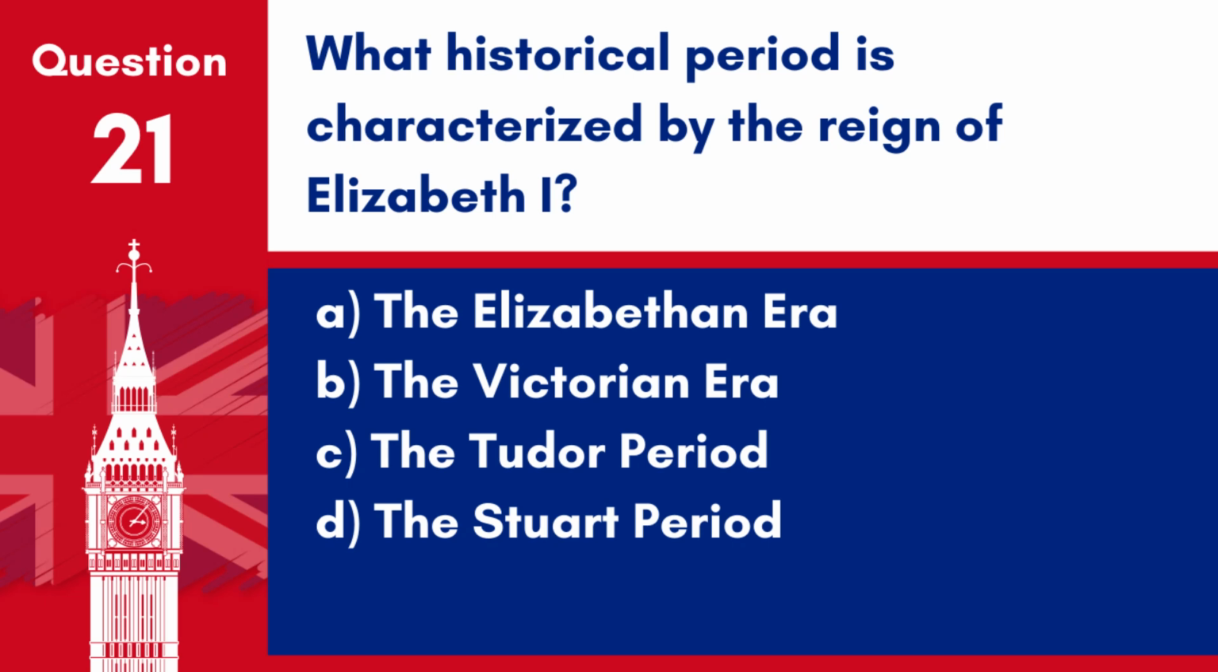Question 21. What historical period is characterized by the reign of Elizabeth I? A. The Elizabethan era. B. The Victorian era. C. The Tudor period. D. The Stuart period. Answer: A. The Elizabethan era. The reign of Elizabeth I is characterized by the Elizabethan era, a period noted for its English Renaissance and the flourishing of English literature and drama.